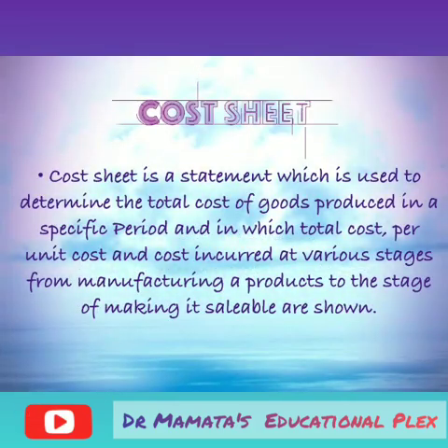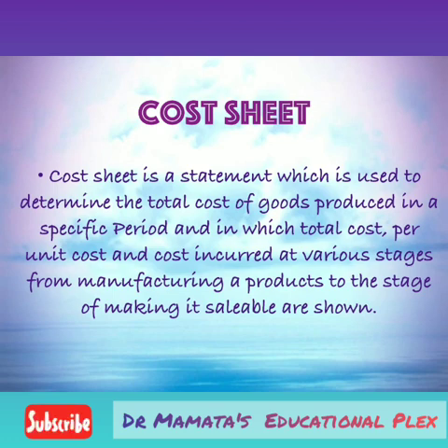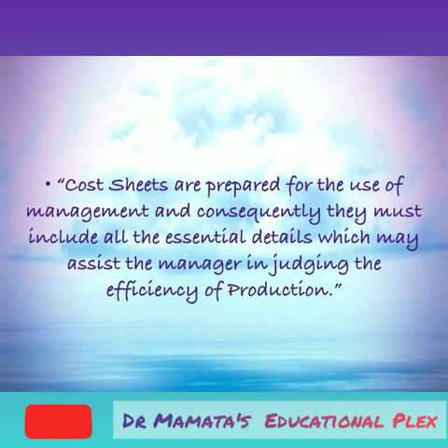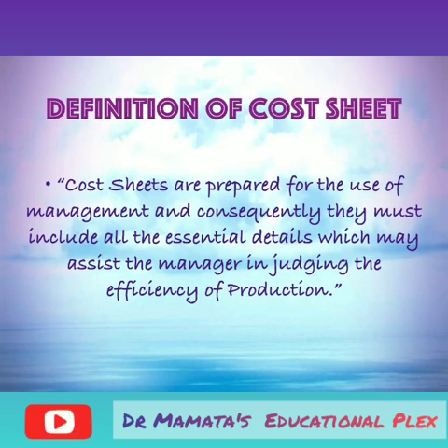Now we will discuss in brief our cost sheet. A cost sheet is a statement which is used to determine the total cost of goods produced in a specific period, and in which total cost, per unit cost and cost incurred at various stages from manufacturing a product to the stage of making it sellable are shown. It means that a cost sheet is a statement which shows the very important cost elements at each stage of production. That is, from the beginning to the end, we can understand each factor of price associated with our cost.